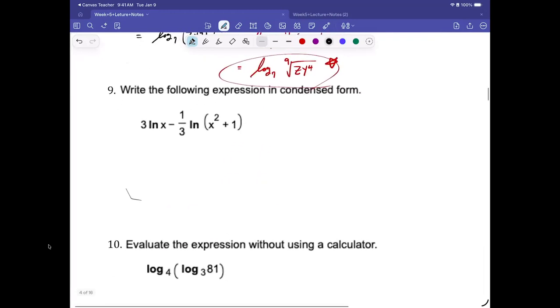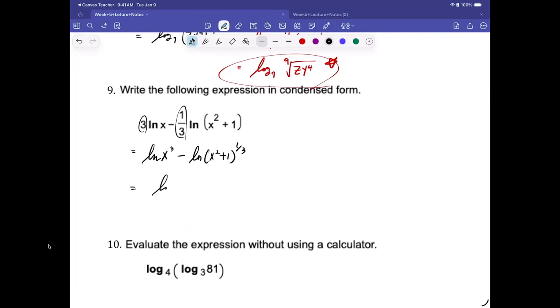The next one is 3 and then 1/3. So this is x cubed and then 1/3. So this is subtraction, which means a division. So anything with a fraction of the exponent, change to what? Index, okay? The third root. Means it's ln x cubed.